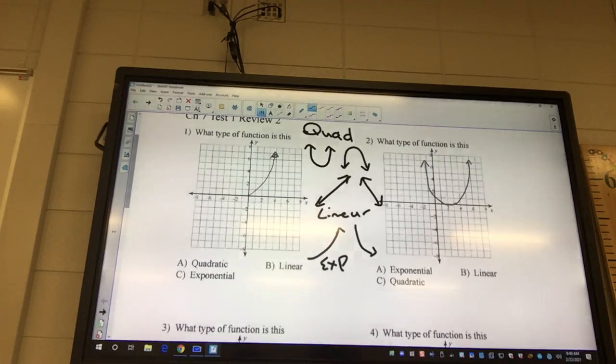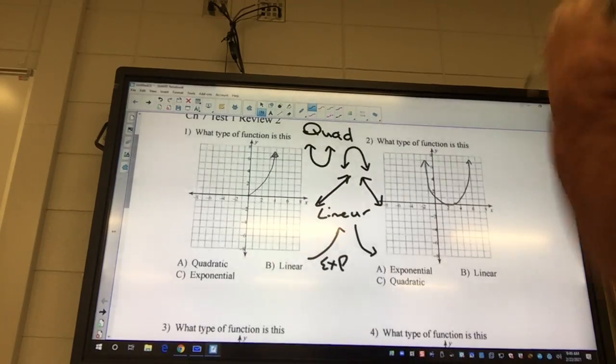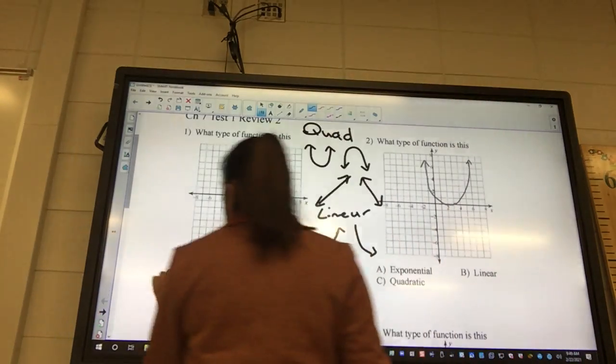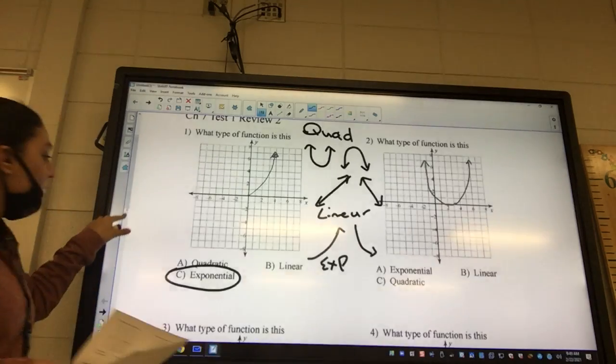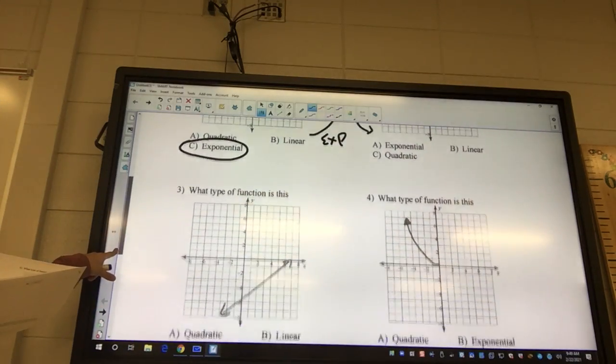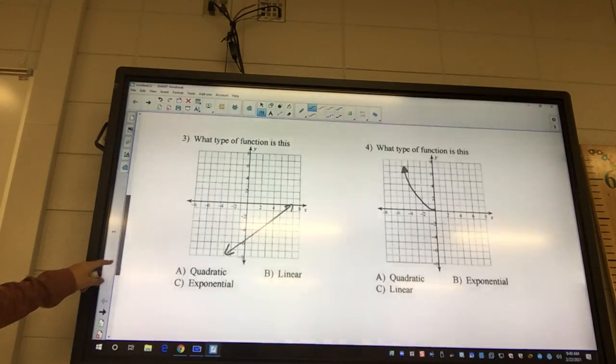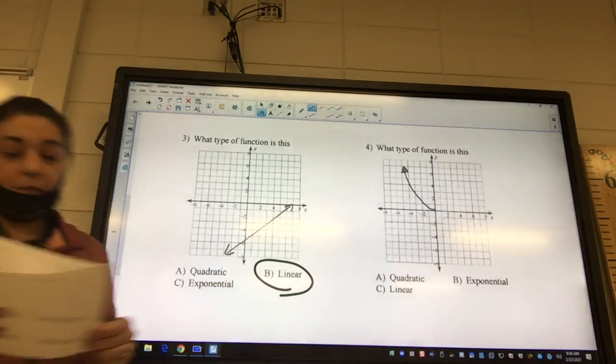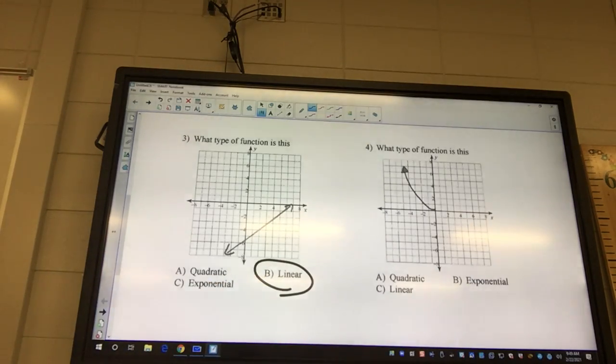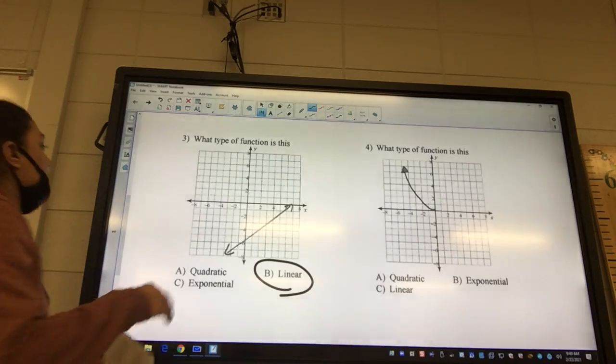Okay, so number 1 is what type? Exponential. You would know if you were here on Friday. What type is 3? Linear. Yep, it's linear. At least you got it right while you're cracking jokes.